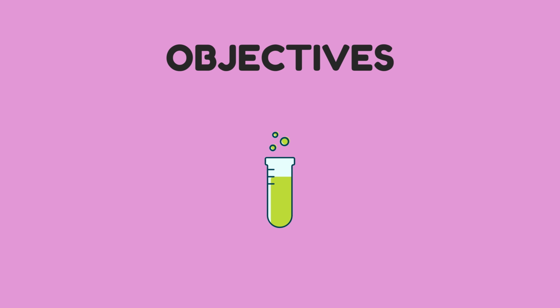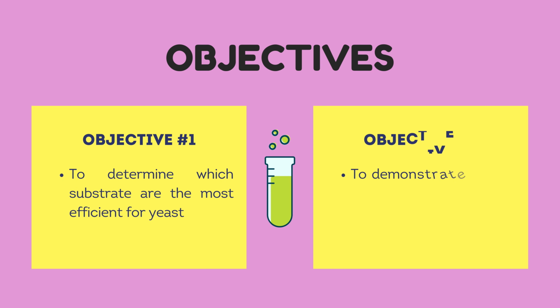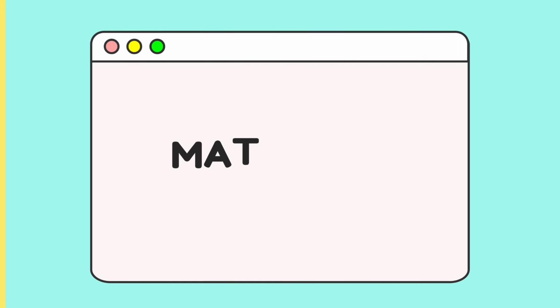The first objective of the experiment is to determine which substrate is the most efficient for the yeast. The second objective is to demonstrate a simple fermentation process using S. cerevisiae.